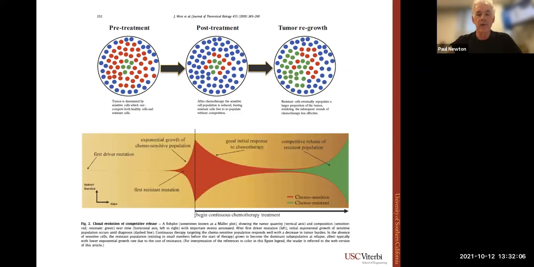And that's seen here in a different way, in a fish plot, where time is along the x-axis. So the first driver mutation occurs there, and then the sensitive cell population grows, and then you have very good initial response to chemotherapy, and then the resistant cells start to grow because they're released from the competition and they take over. And that is a very common story.